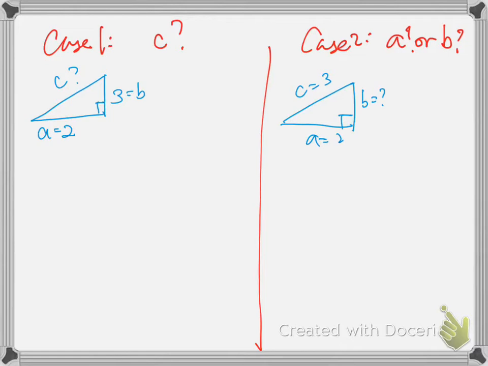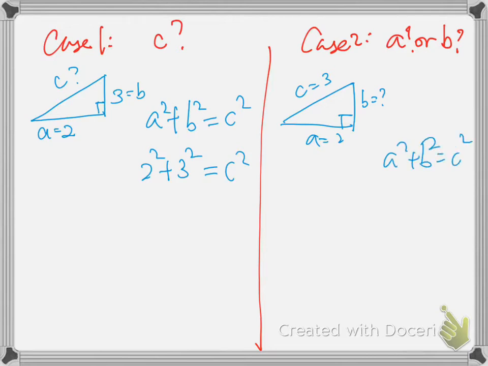First, by the theorem, A squared plus B squared is C squared. So for case 1, we got 2 squared plus 3 squared is C squared. For case 2, it's the same formula: A squared plus B squared is C squared. This time A is 2, so 2 squared plus B squared, since we don't know B, and C is 3, so 3 squared. Now you can see the difference. For case 1, 2 and 3 are on the same side. For case 2, 2 and 3 are on different sides.